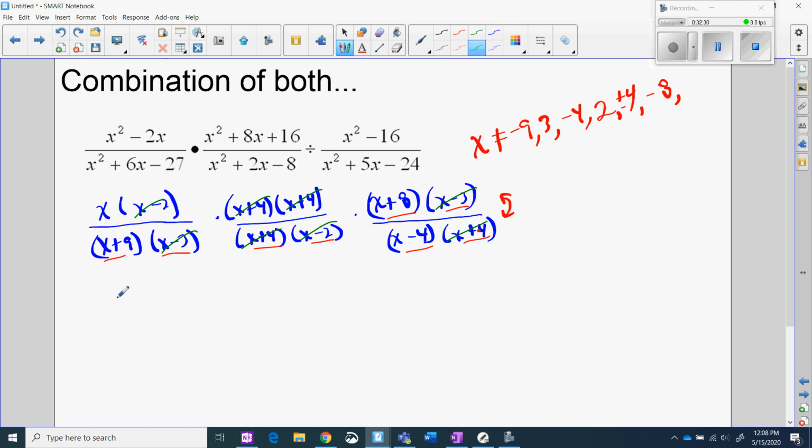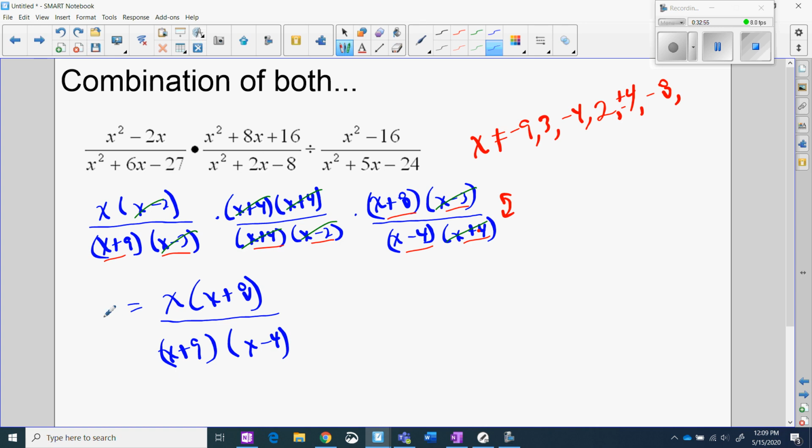So the numerator, we are left with x multiplied by x plus 8. And the denominator, we have this x plus 9. And we have x subtract 4. And that's it. That would be our final answer.